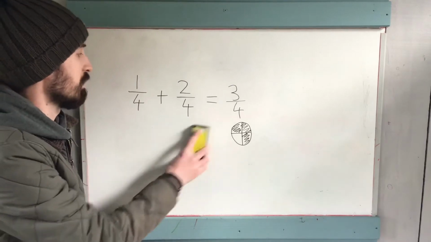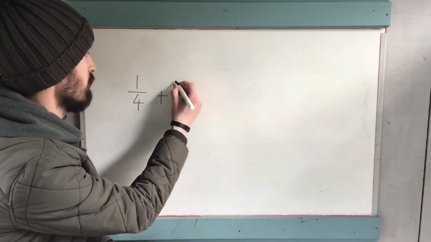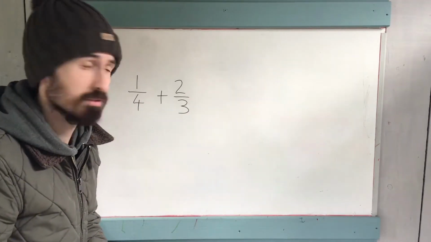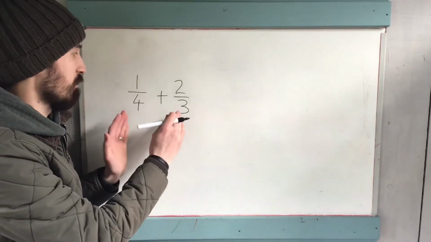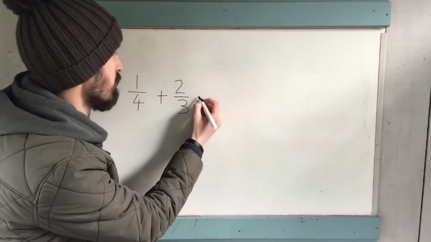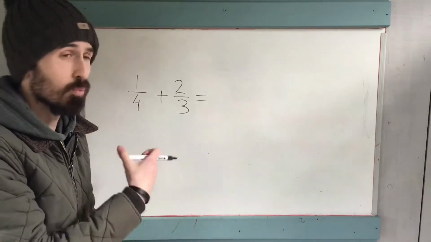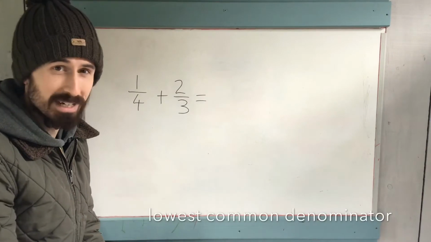But the problem occurs when we have something like this. So let's just throw it out there. We've got 1 quarter this time, add 2/3. Now we've got a bit of an issue because we don't have fractions in the same denominator. The rule that we need to apply here in maths is that we need to have the fractions within the same denominator. So we're now looking for something called the lowest common denominator.